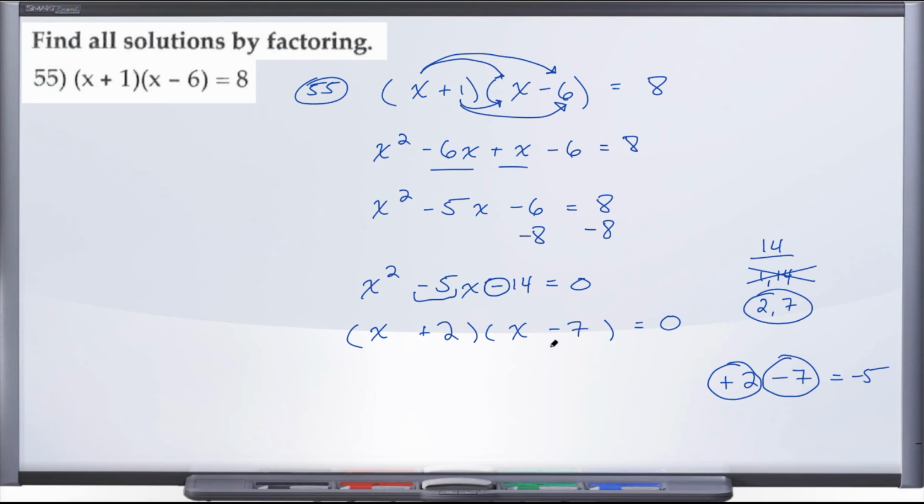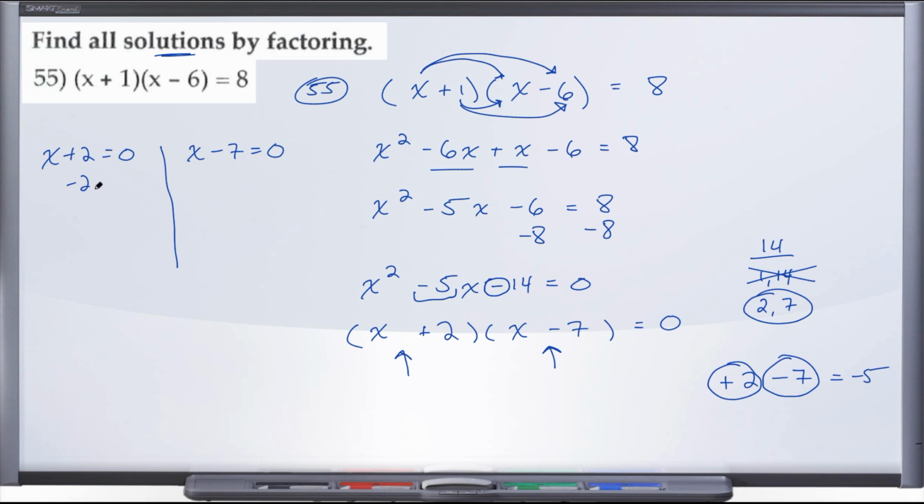We factored our trinomial, but we're not quite finished because we need to find the solutions to this equation. And now that we've factored, we're going to set each of these factors independently equal to 0. So here we had x plus 2, so let's independently set that to 0. We had x minus 7, so we'll set that to 0, and now let's go ahead and solve.